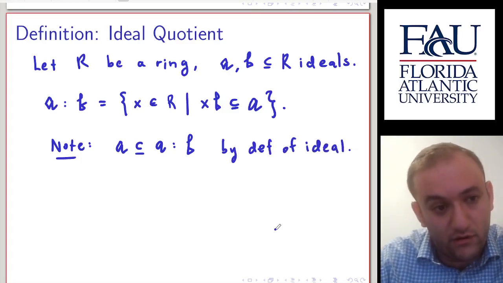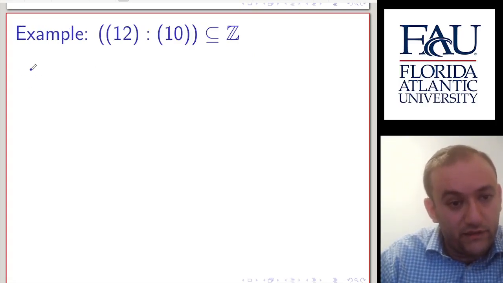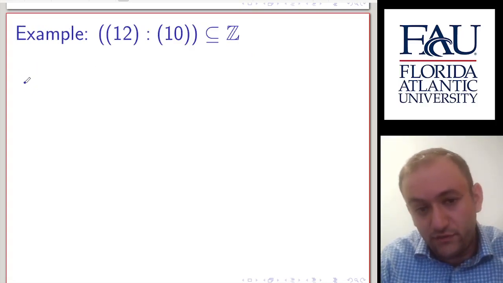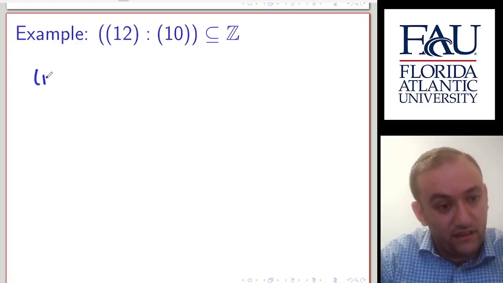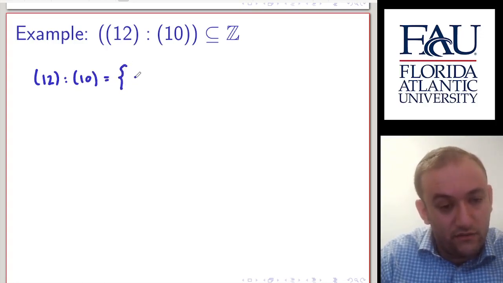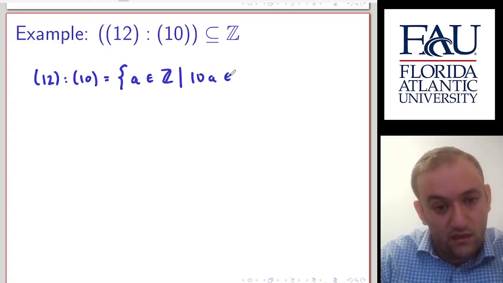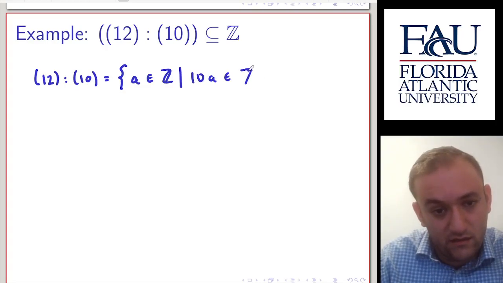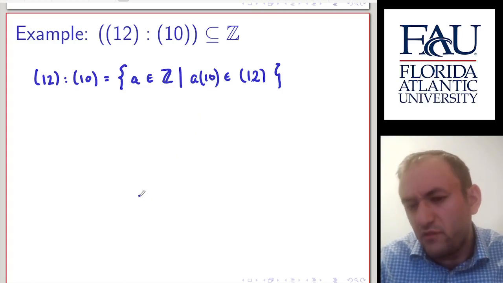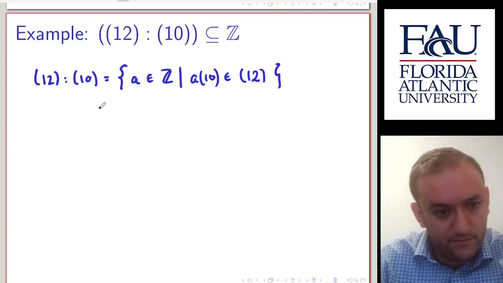And let's see this at work. Okay, so we have 12, the ideal quotient of 12 by 10. So let's unpack the definition. 12 colon 10. This is the set of a in Z such that 10a is contained in 12. Or rather, the ideal a times 10 is contained in 12, though that's equivalent.